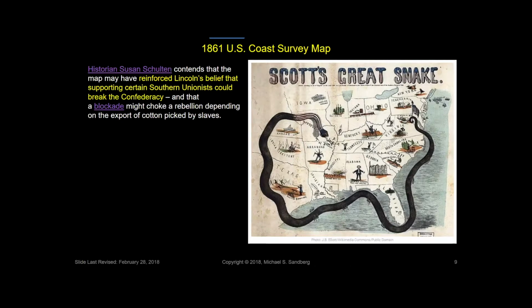Historian Susan Schulten contended that the map that we're looking at, the 1861 Coastal Survey map, reinforced Lincoln's belief that certain Southern Unionists could break the Confederacy. In other words, there are people in the South that would help the Union win the Civil War and help them in their march down to the South to fight these battles.